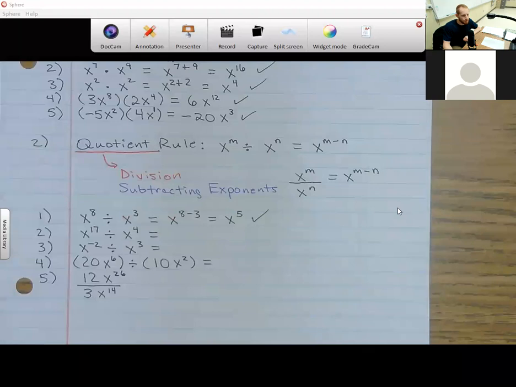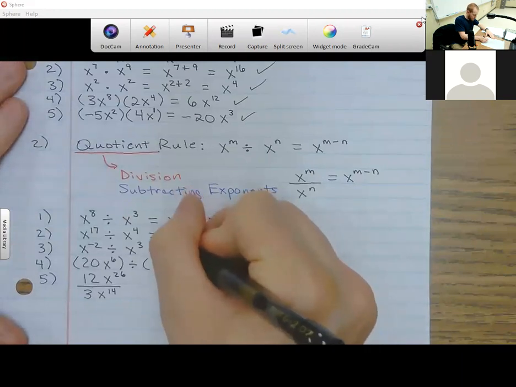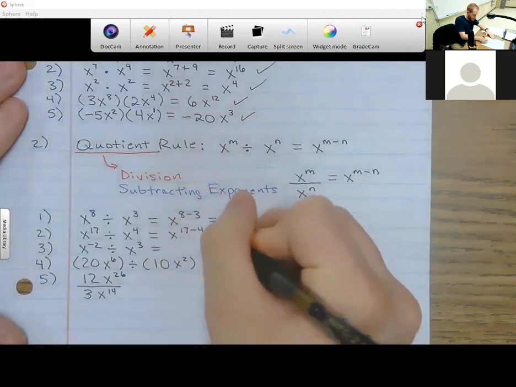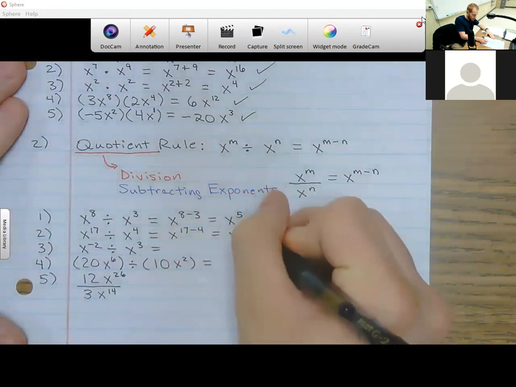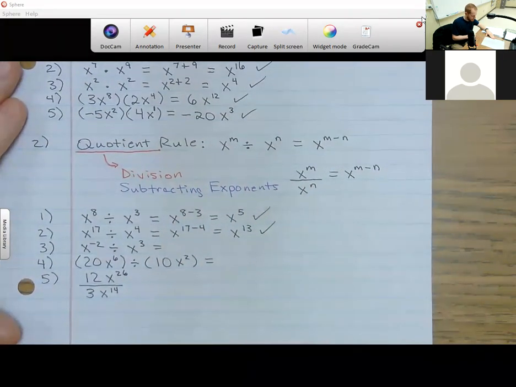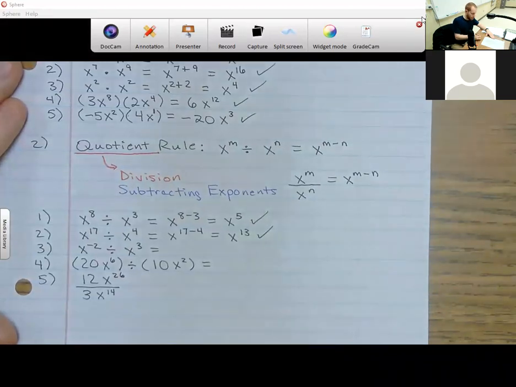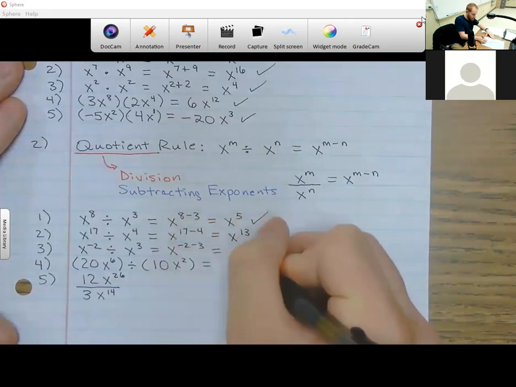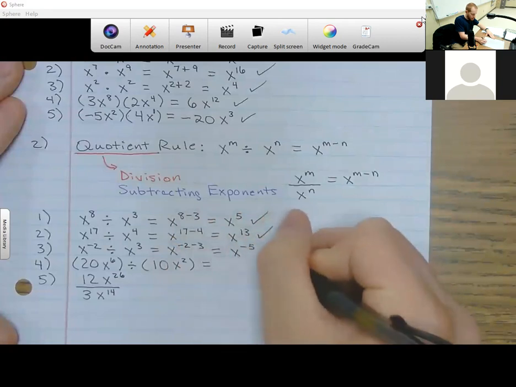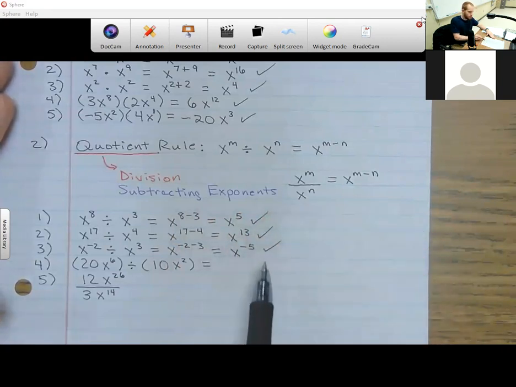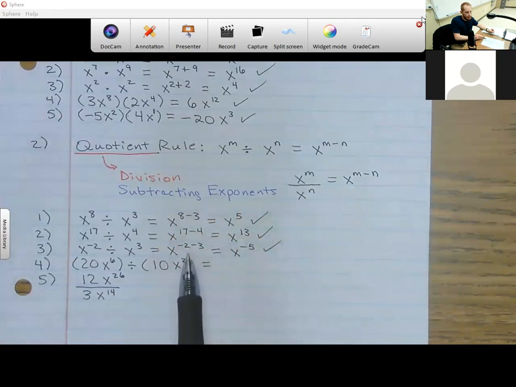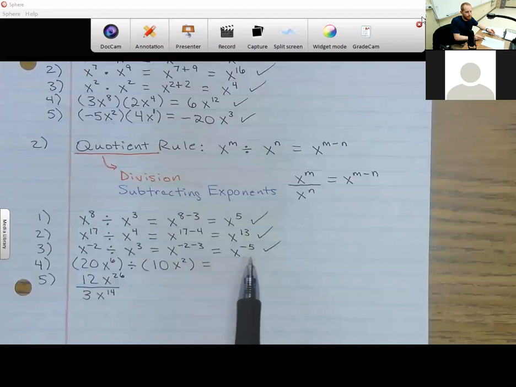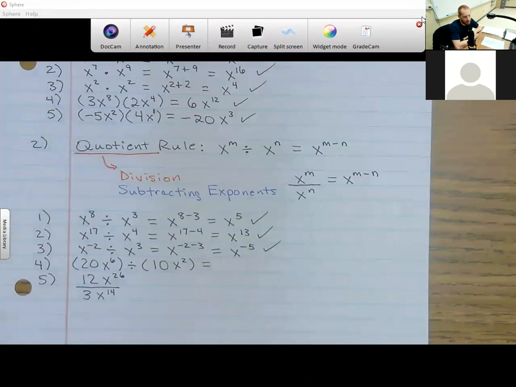All right, let's go ahead and try them out. So for number 2, you're going to be subtracting. We're going to have 17 minus 4, and that should get you x to the 13th power. For number 3, we're still subtracting. So I'm going to have x to the negative 2 minus 3. That's actually x to the negative 5. And if you're confused over that, just remember that you have a negative number minus another number, so you're becoming even more negative than you were, right? Okay, so all we're doing is we're subtracting exponents.